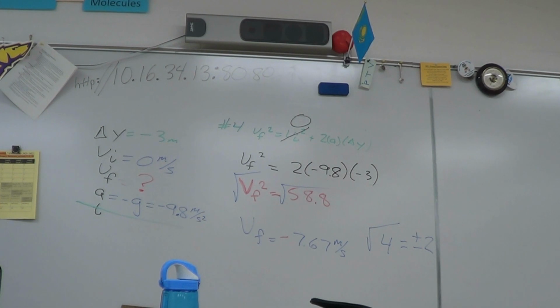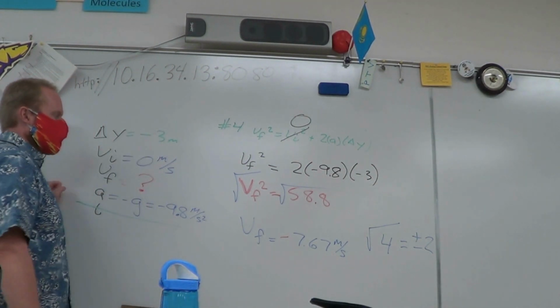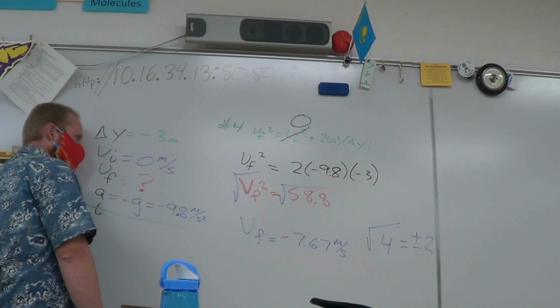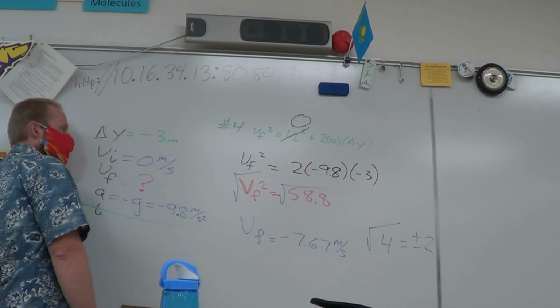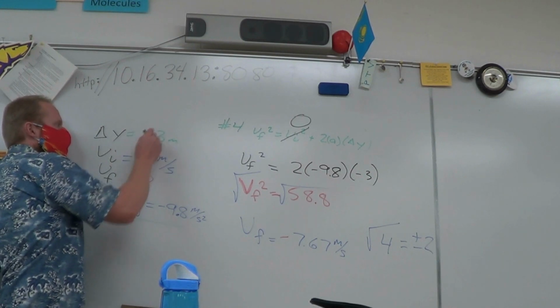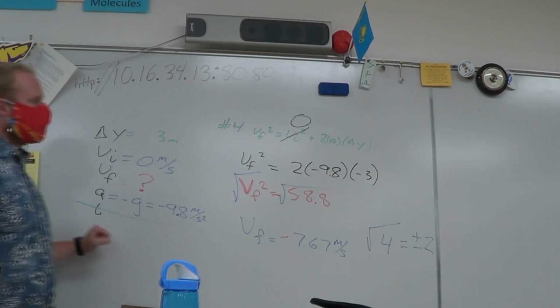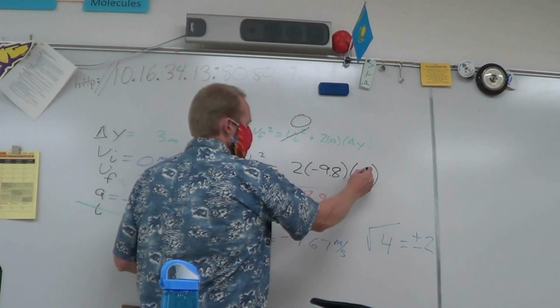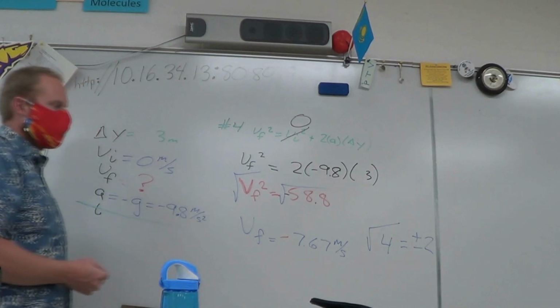A pretty common math mistake is we misidentify this delta y. I'm going to erase this and put it back because it's wrong, and I don't want it to stay there. An incorrect math error starts with saying the apple went 3 meters. If you say the apple went 3 meters, then this becomes the square root of negative 58.8.